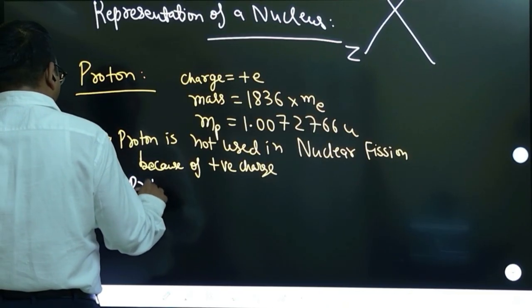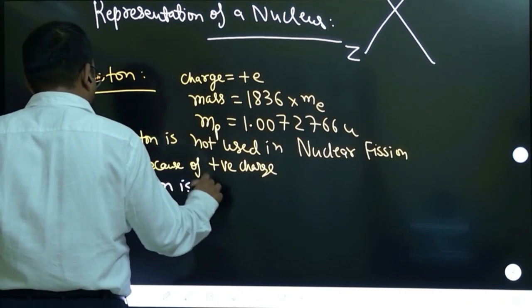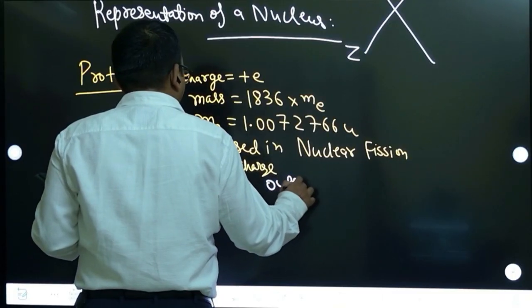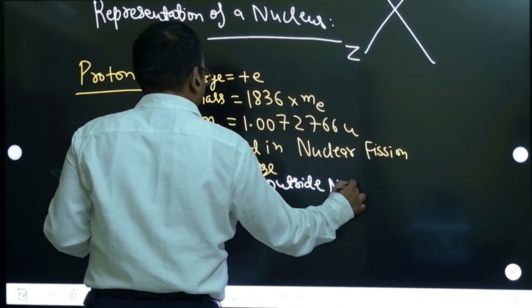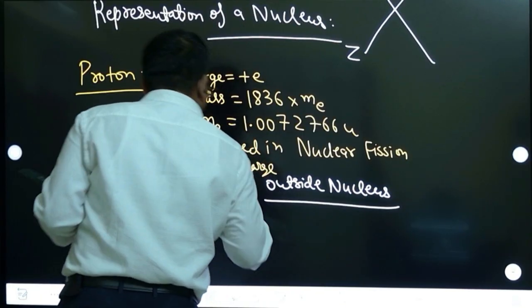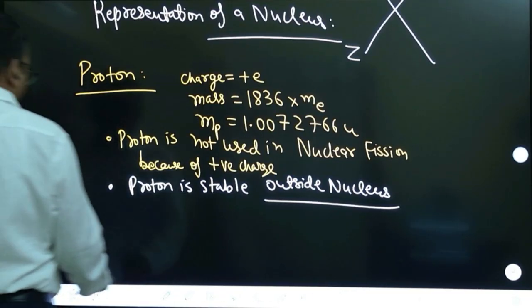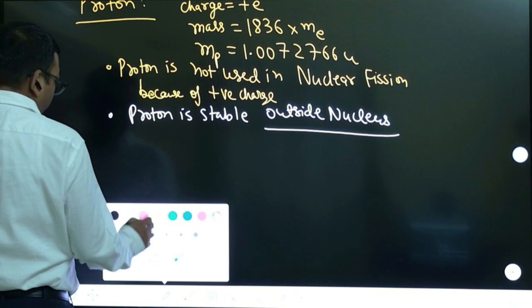And proton is stable outside the nucleus. It is not stable inside the nucleus. Why? Because inside the nucleus protons will repel, so it is not stable. Similarly, write down some points about neutron.